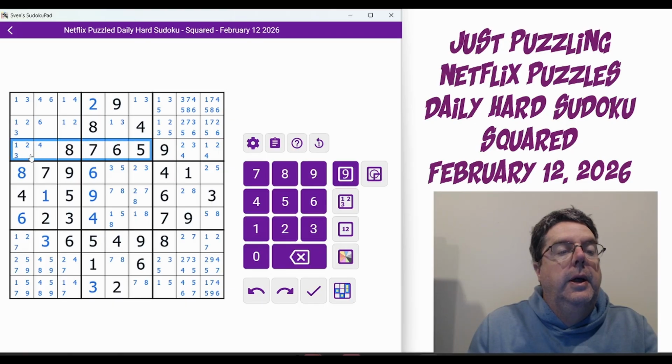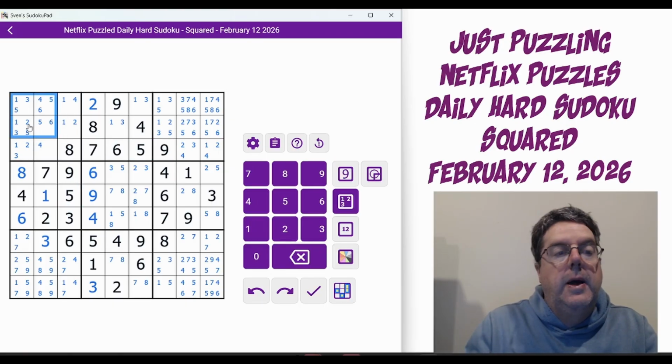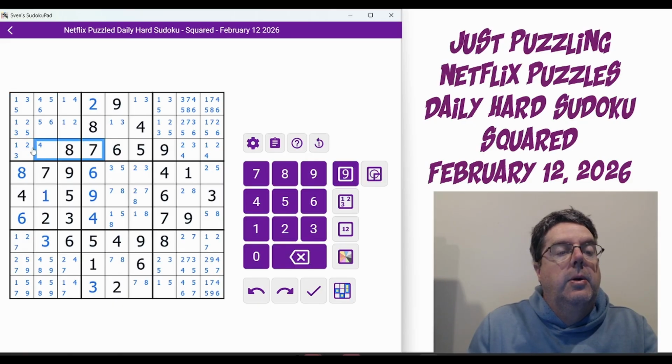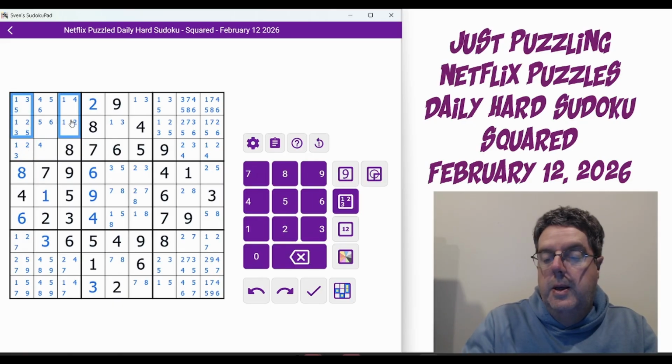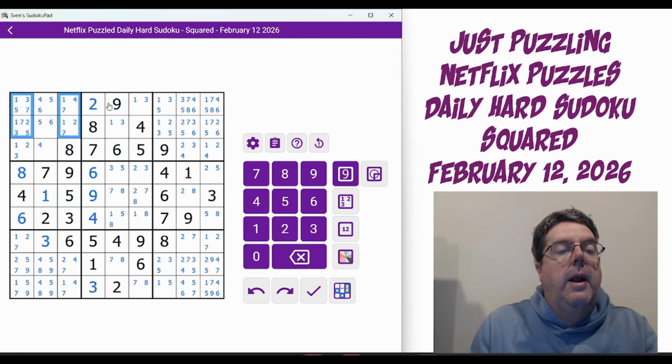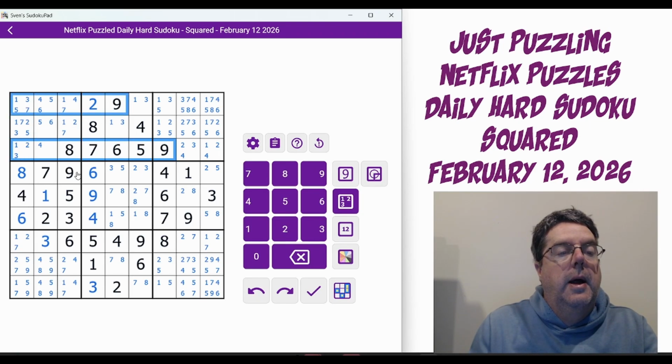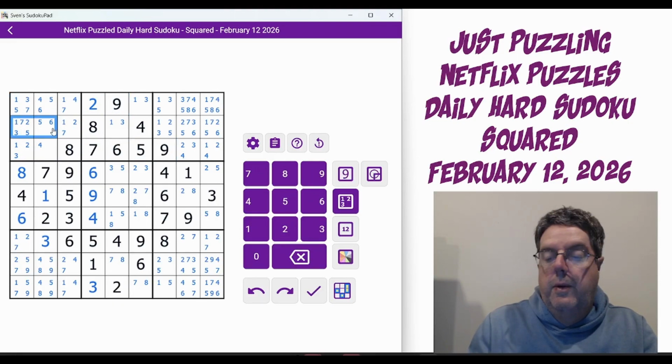5 comes across here and up here. So this is potentially a 5 here. 6 is done. 7. Looks like I've got another one there for the 4. So 7 is one of these. 8 is done, and 9 comes across here, and comes up here. So 9 is one of these two.